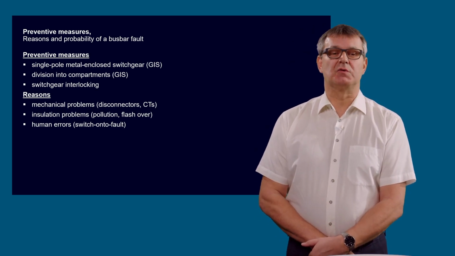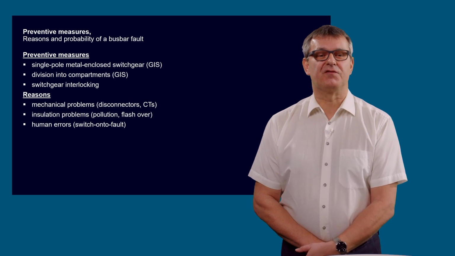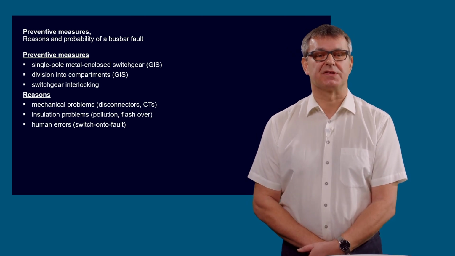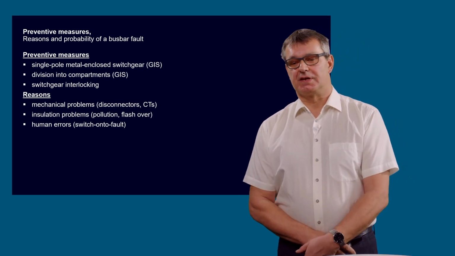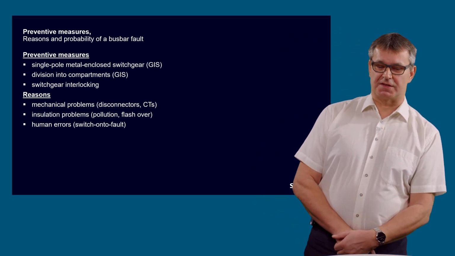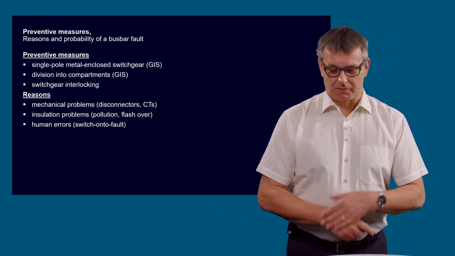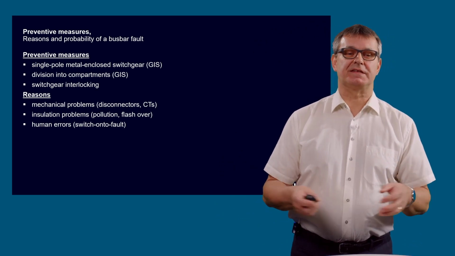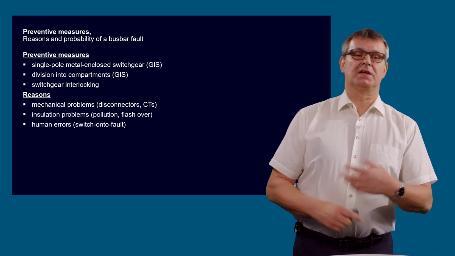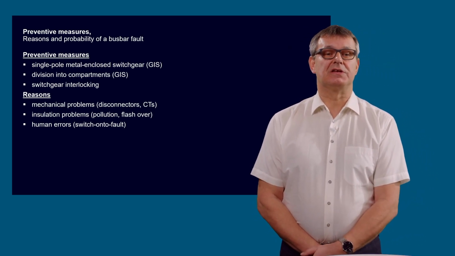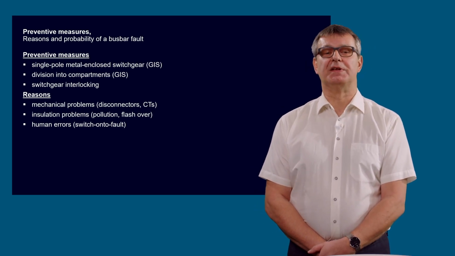And I would say that the most likely reason for busbar faults is human error, typically the switch-on-to-fault error. During a maintenance activity, the cable or the busbar has been earthed by some cable. The maintenance activity was finished, and somebody forgot to remove the earthing cable. And then we have a typical switch-on-to-fault situation, which is a basic human error.